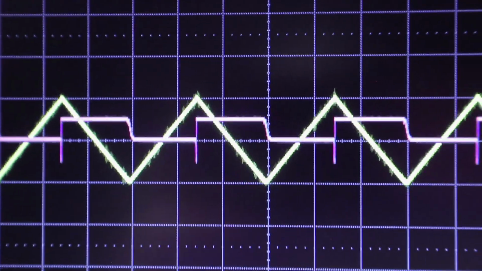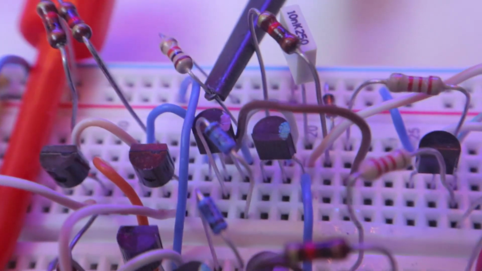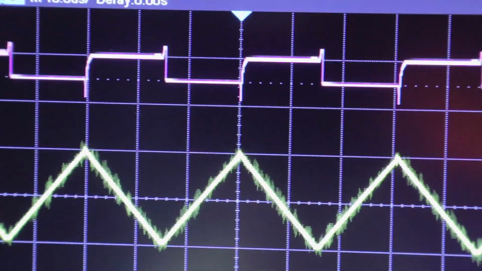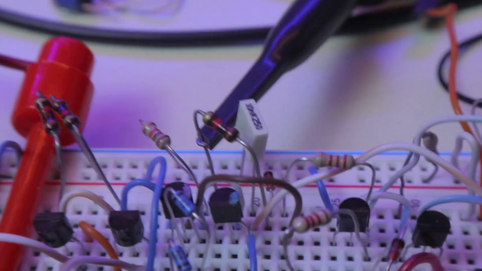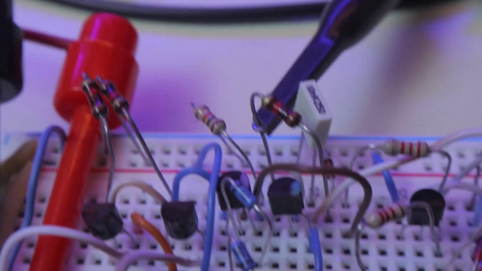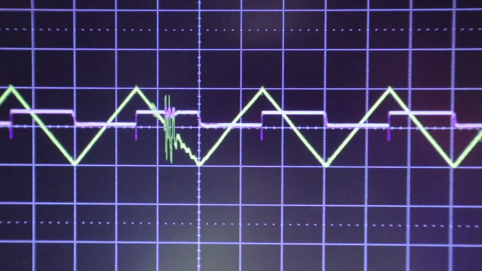Pink trace again, at the positive rail. And here it's the current sink. Again, the pink trace here.